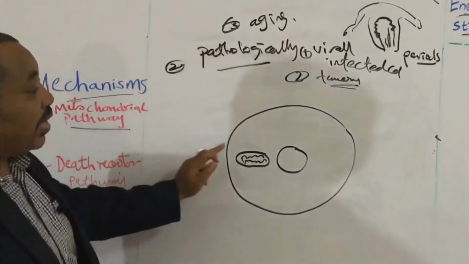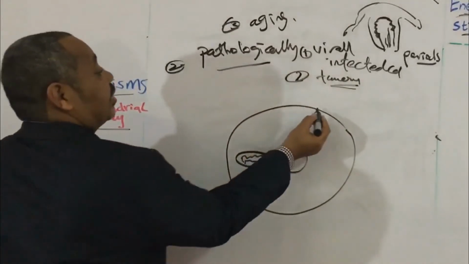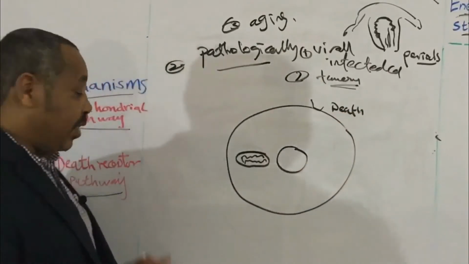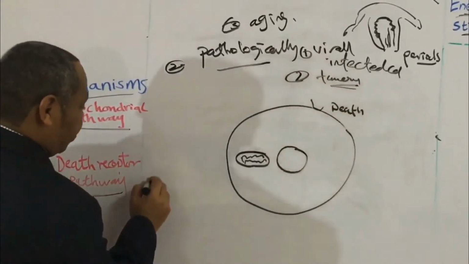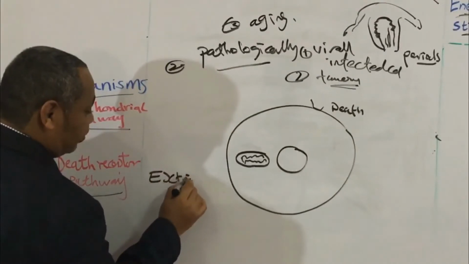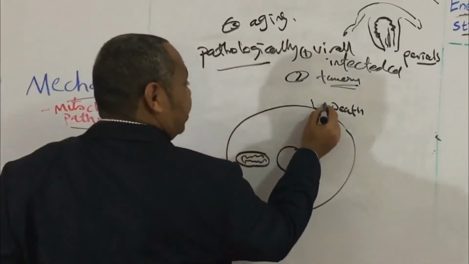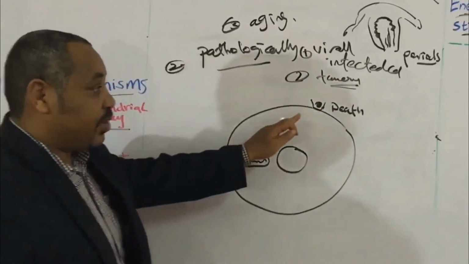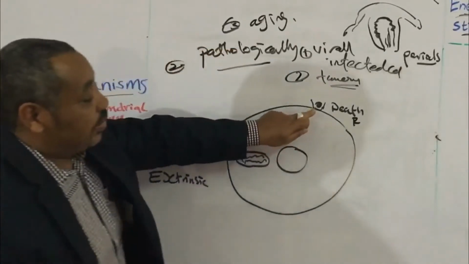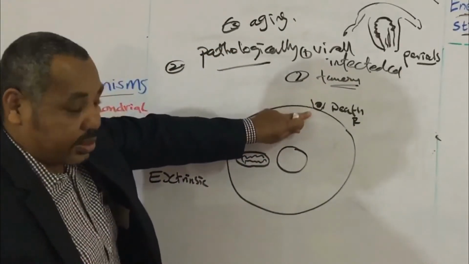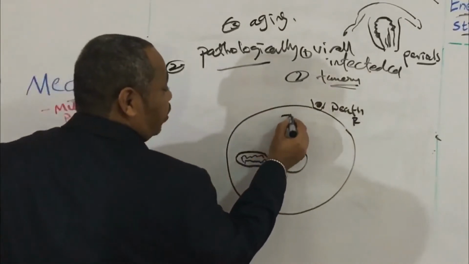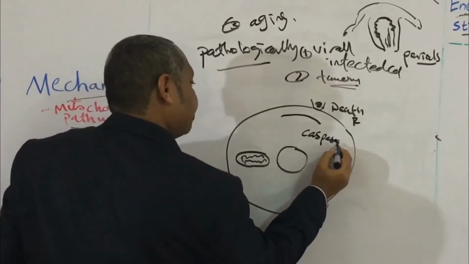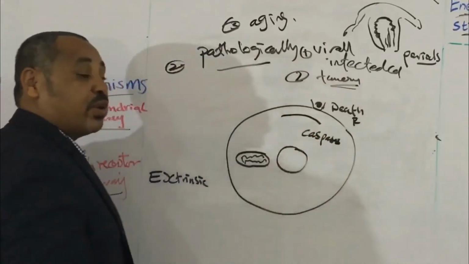Actually, we have 2 receptors. One of the receptors here is called the death receptor, and this will be activated in the extrinsic pathway. If this is a death receptor, sometimes there is a ligand here which combines with the death receptor. The combination of ligand and death receptor results in activation of proteins called caspases. And this is more than 1 protein.